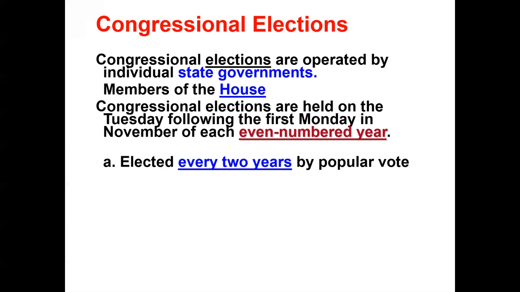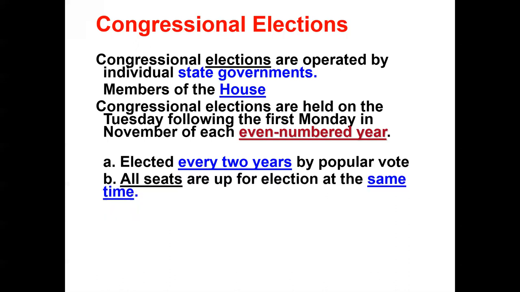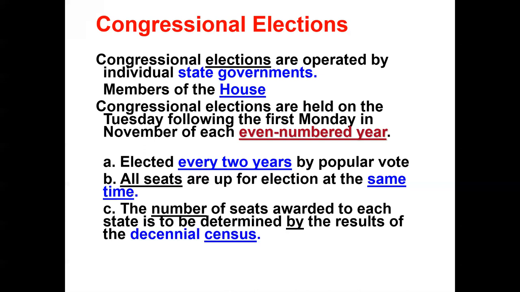They're elected every 2 years by popular vote. All seats are up for election at the same time. So all 435 of them are elected at the same time. But the Senate is not like that. The Senate is one third. We will talk about that in a minute.